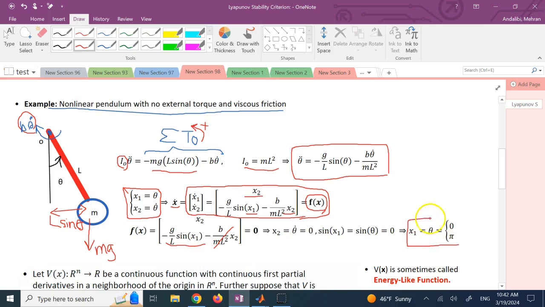So the equilibrium is what? The equilibrium is when the angle is 0 or pi, and when the speed is 0. You know that basically corresponds to what? The pendulum being down here, or the pendulum being up there, correct? So this is where theta is pi, and down here is when theta equals 0.